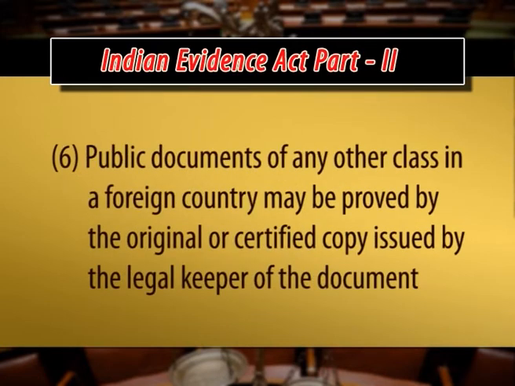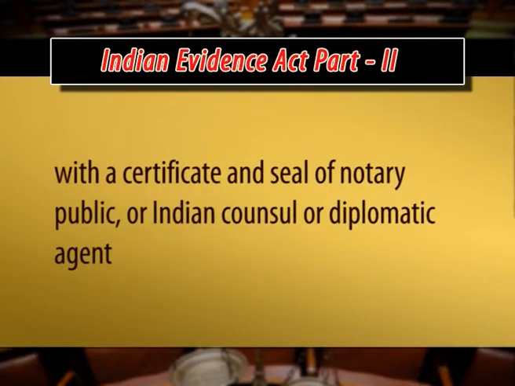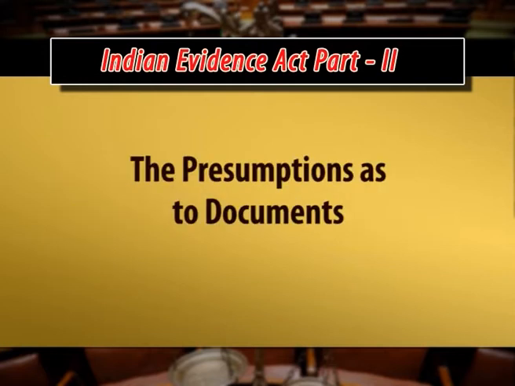6, public documents of any other class in a foreign country may be proved by the original or certified copy issued by the legal keeper of the document with a certificate and seal of a notary public or Indian consul or diplomatic agent. The presumptions as to documents, sections 79 to 90, deal with the presumption of documents as are founded on the premise that all acts are presumed to be rightly done.